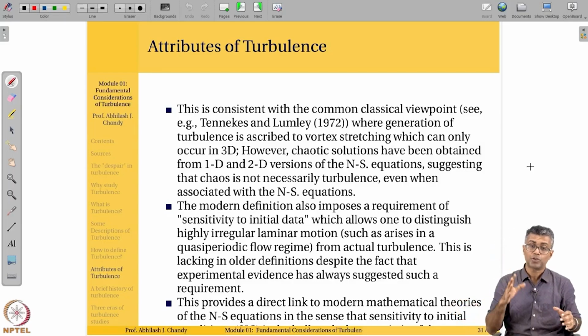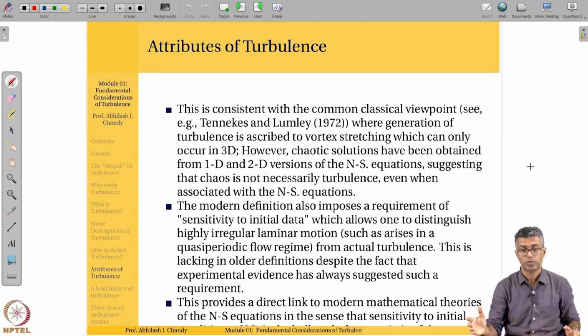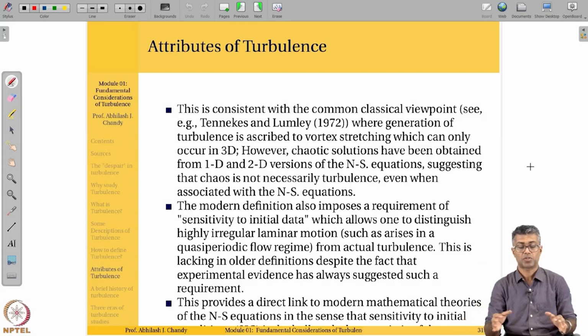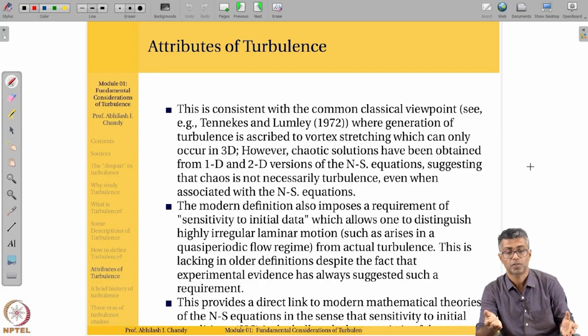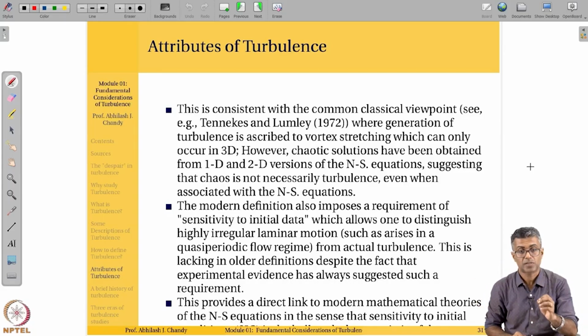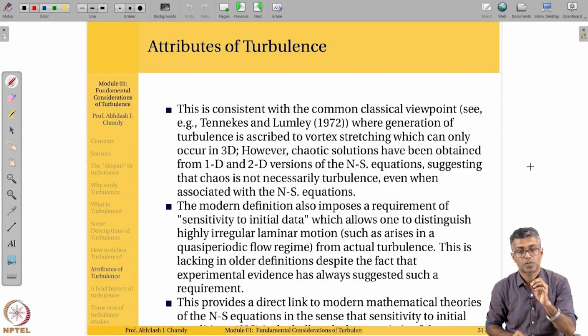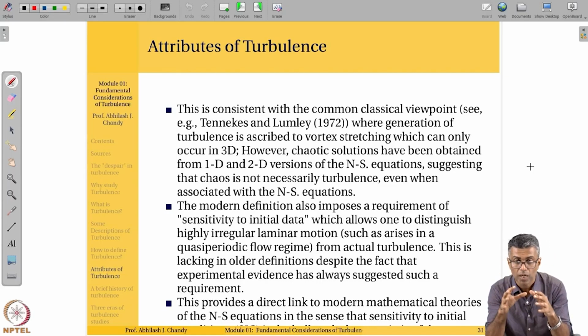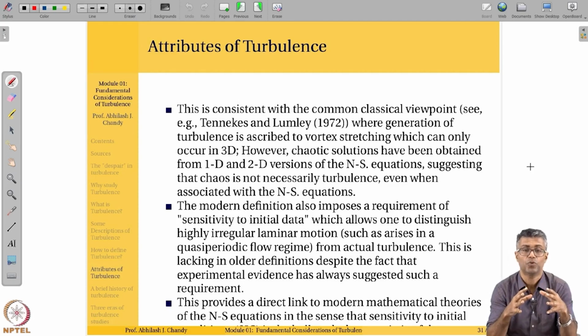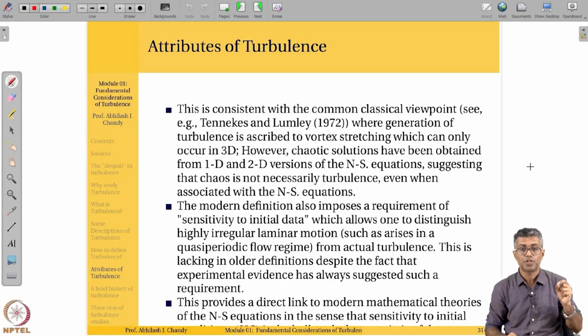Now, the 1D and the 2D versions of the Navier-Stokes equations do produce chaotic solutions, but that might be just chaos and they might be very different from turbulence. So that's a different discussion to be had, how chaos is different from turbulence. Nevertheless, 3D Navier-Stokes equations are the only ones that can describe turbulent flows. Now, finally, the requirement of sensitivity to initial data.